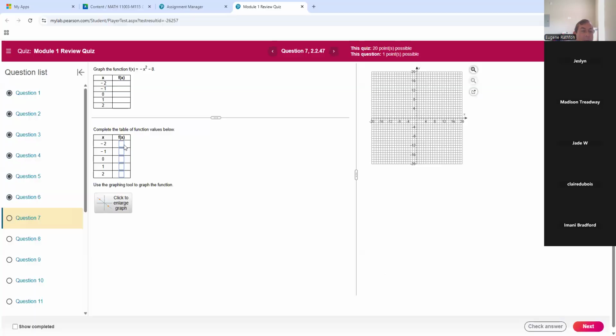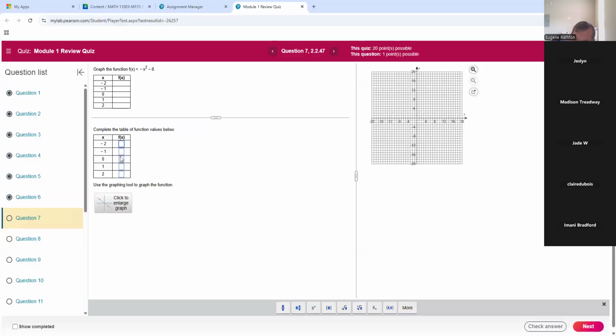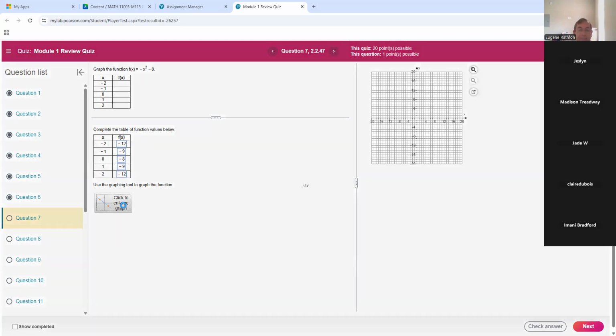All right, so we got to put in all of our numbers. So we had negative 12, -9, -8, and then we had -9 again, and then finally -12. So put in all them values, click the enlarge graph.